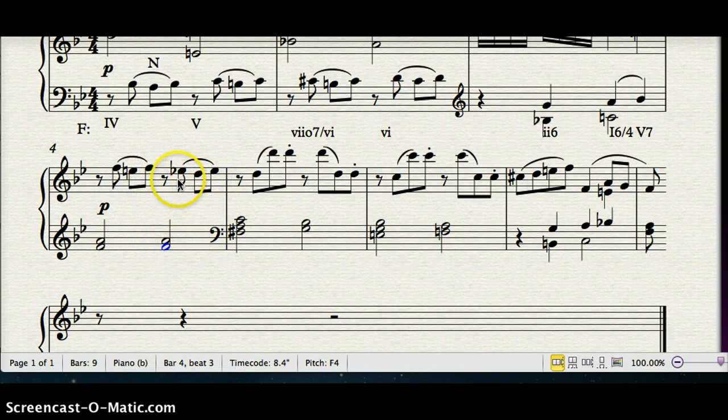What do we have here? We have an E flat. Now, E flat does not belong to F major. Even though it's in our key signature, the key signature is lying in this example. So we're looking at the key signature of F. E flat is an altered pitch. So we have some sort of secondary function.